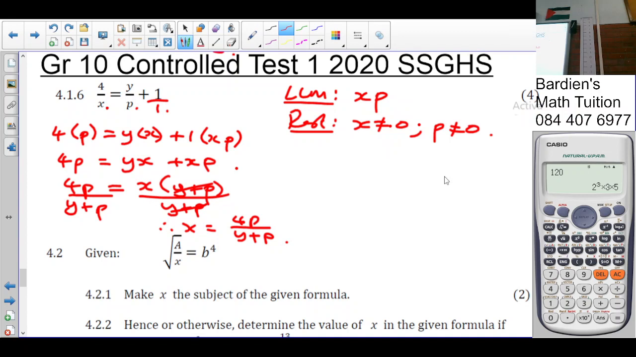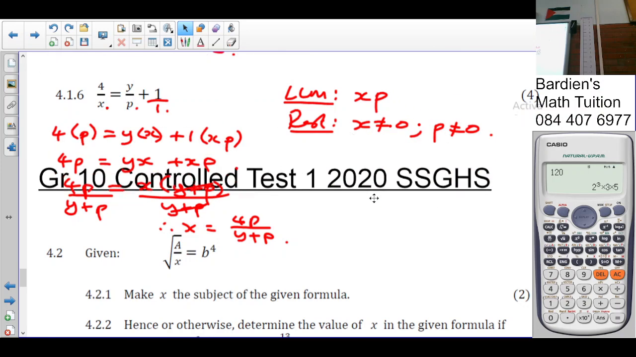Or you're going to have negative 4p over negative y minus p, where you'll take negative p out as a common factor in the denominator if you had taken the x's to the other side of the equal sign. Okay. Next.